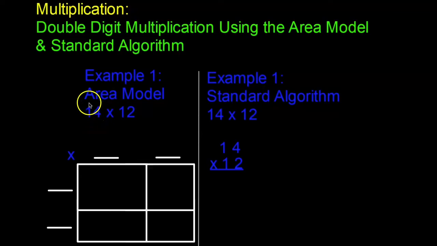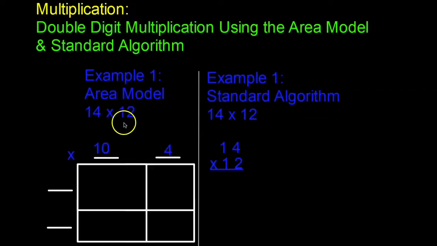When I look at the number 14, I can see that it has two places. A 4 that's in the ones place, and a 1 that is in the tens place. I can break this number up into its place value parts. So I can represent 14 as 10 and 4, and I'm going to place that at the top of my area model. 10 and 4 represents 14.